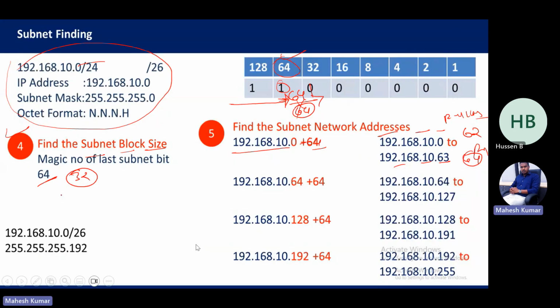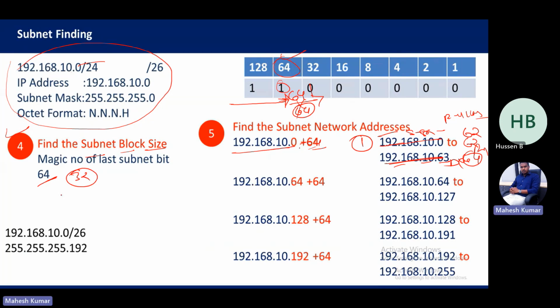After this, we got our first network ID. In this network, from starting to ending, we can add a maximum of 62 PCs. So now the new network ID is 64.